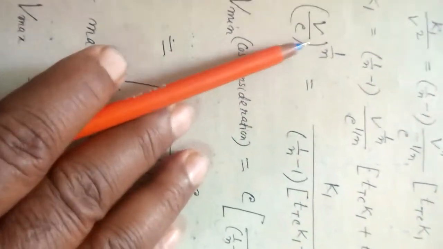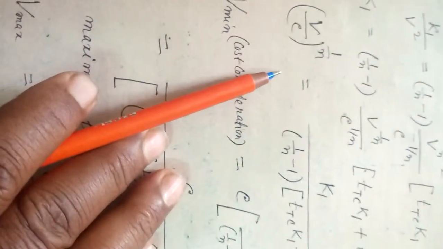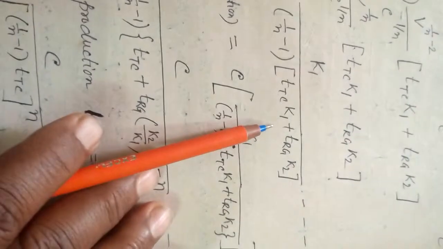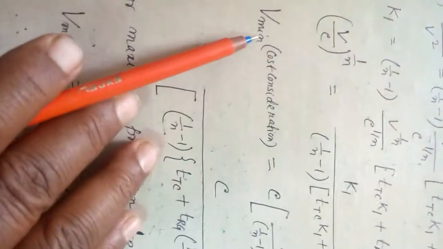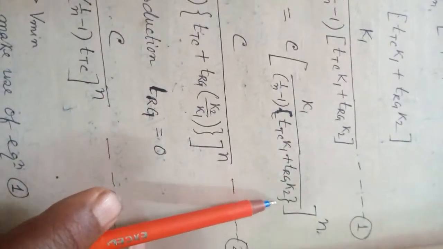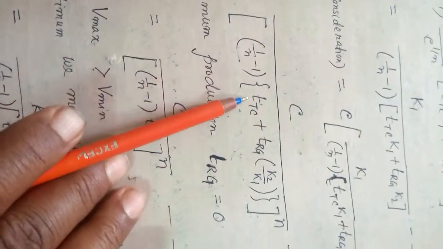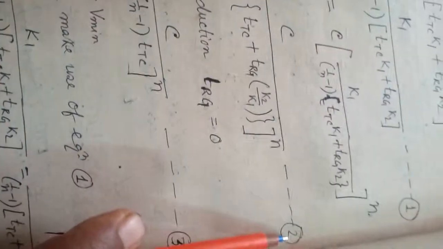Then V by C to the power 1 by n. Actually, this is 1 by T. It is equation number 1. So this V is the V minimum, because equal to 0, that V has come. So V minimum is equal to this. This is equation number 2.